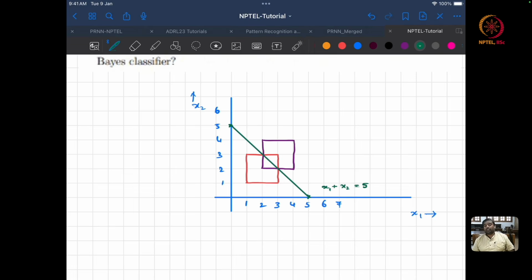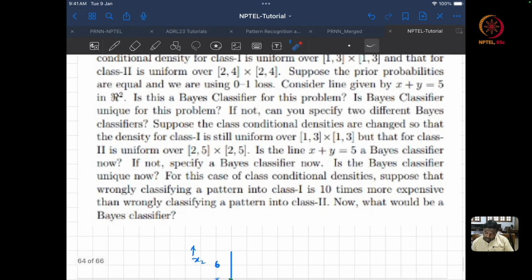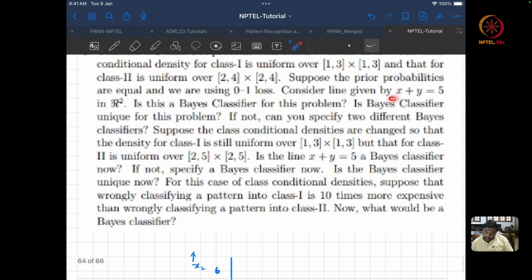The reason I'm not using y is, in our notation, normally we have y as the label. So therefore I'm not using it. So suppose we consider x1 plus x2 equals 5 in R2. Is this a Bayes classifier for this problem?